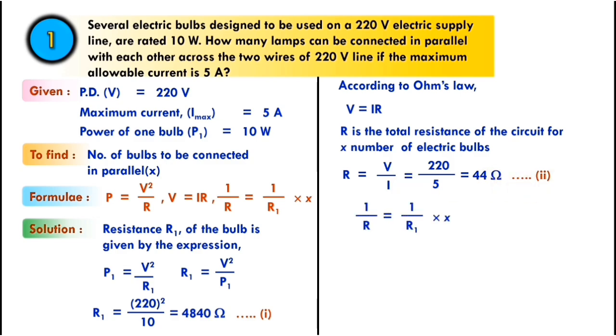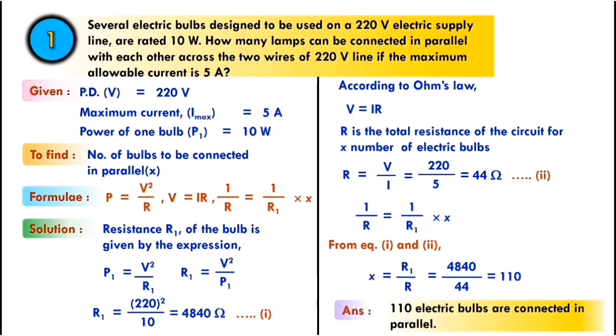Now see here, since the bulbs are to be connected in parallel, we will use this formula 1 by R equal to 1 by R1 into X. From equation 1 and 2 we know the values of R1 and R, that is X equal to R1 upon R. So R1 is 4840 from equation 1 and R is 44 from equation 2. So we will get X equal to 110. So 110 electric bulbs are connected in parallel. I hope there is no doubt.